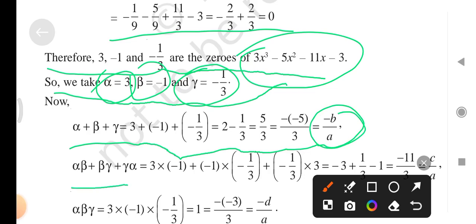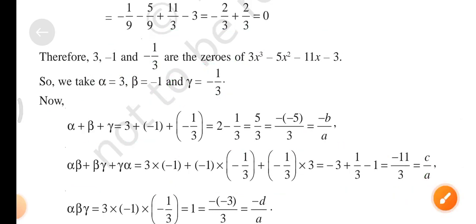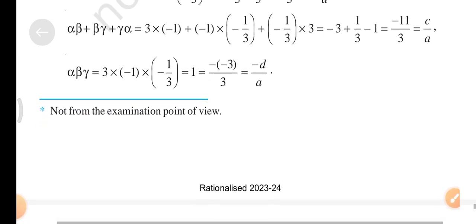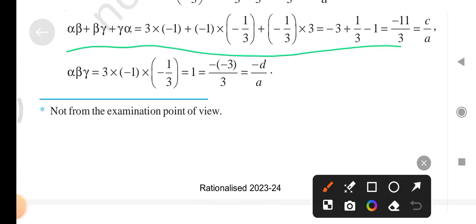Alpha beta plus beta gamma plus gamma alpha is equal to 3 into minus 1 plus minus 1 into minus 1 by 3 plus minus 1 by 3 into 3, which is equal to minus 3 plus 1 by 3 minus 1, which is equal to minus 11 by 3, which is equal to c by a.